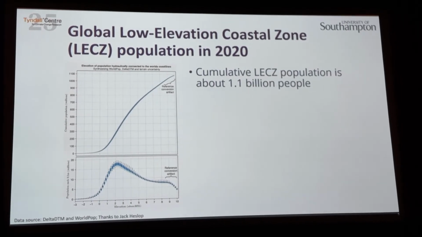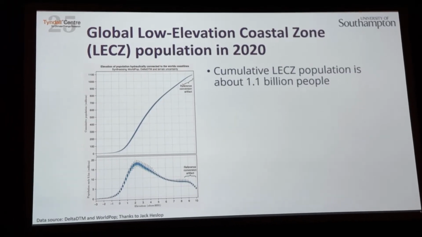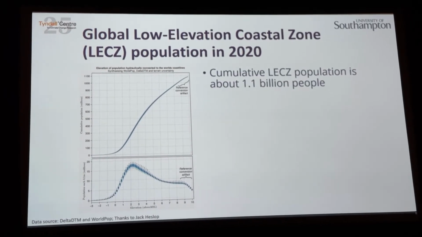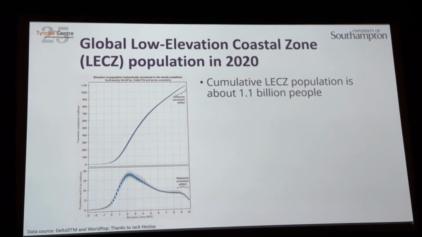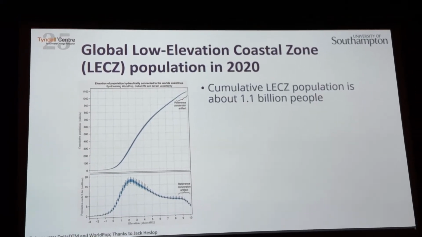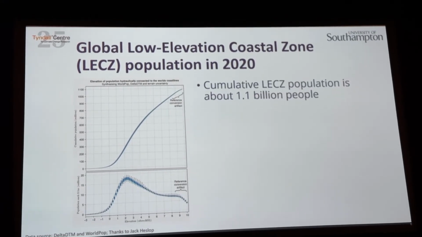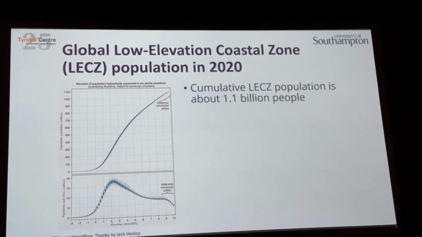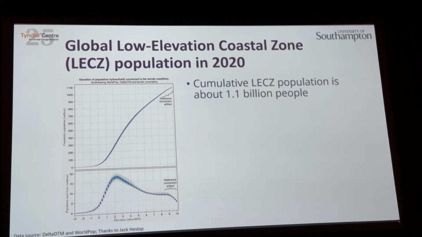And so now we have digital elevation models where we have very high quality data for looking at people's distribution in relation to elevation, and thinking about who might be affected by flooding or whatever. And this is using WorldPop and DeltaDTM, and it shows you the distribution of population with about 1.1 billion people living in the low elevation coastal zone, which is that area below 10 meters elevation in 2020. So about 14% of the world's population living there.